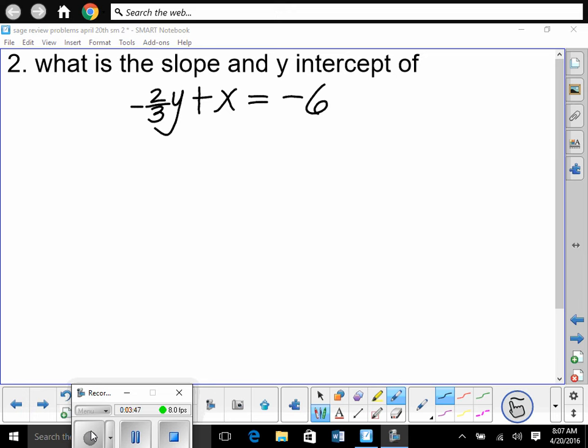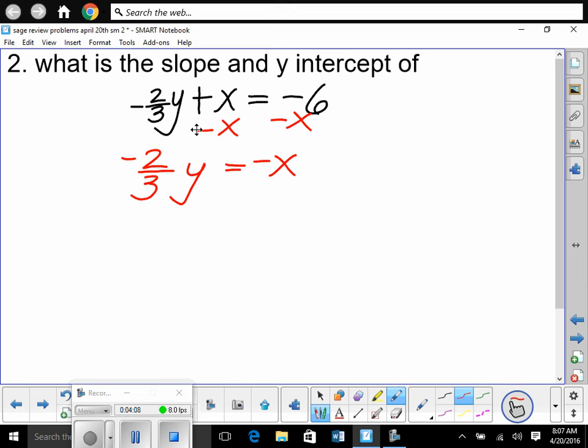What's my first step? Guys, it's pretty obvious. What is the first step? Minus x from both sides of the equation. Do you guys all understand that we're getting y alone? So we have negative 2/3 y is equal to, I'm going to put this negative x first, so it's in mx plus b form, so negative x minus 6.